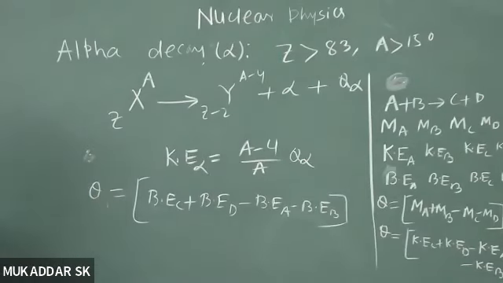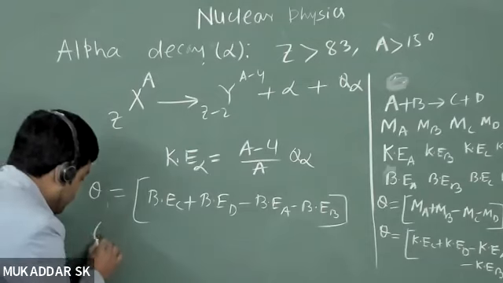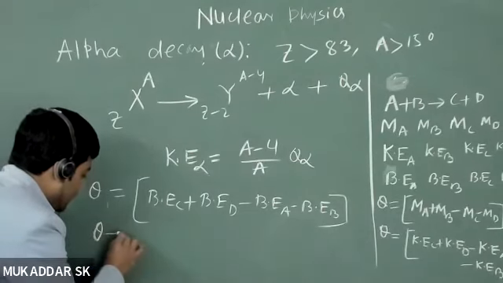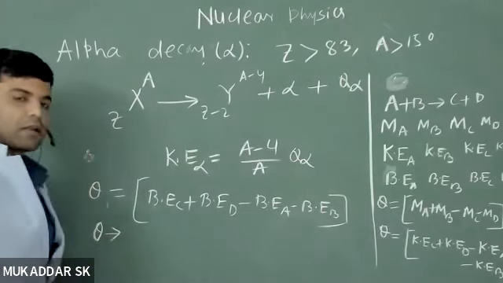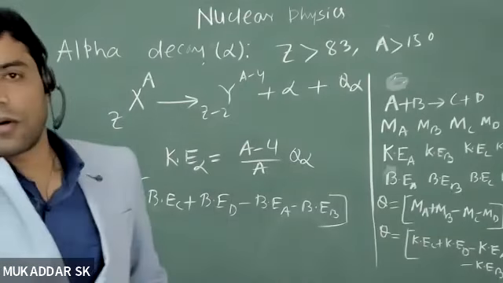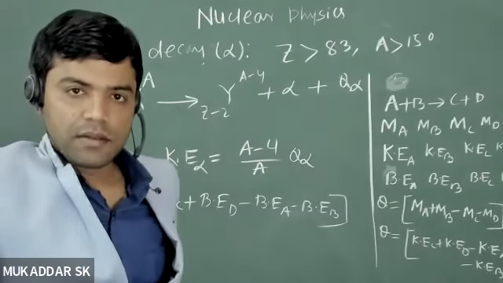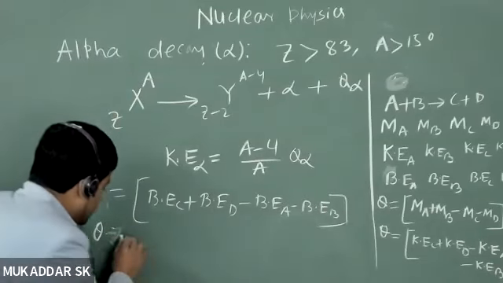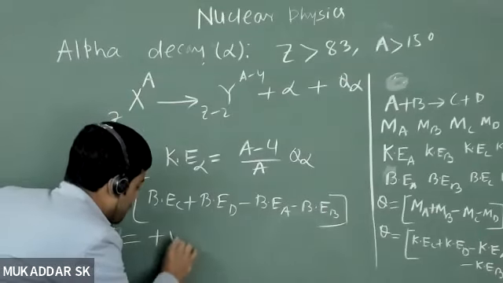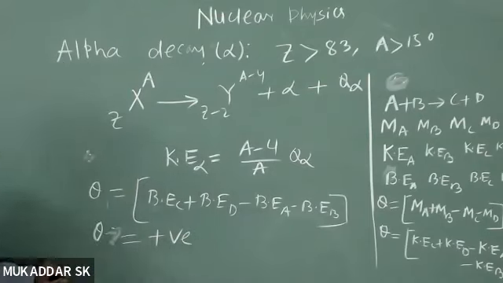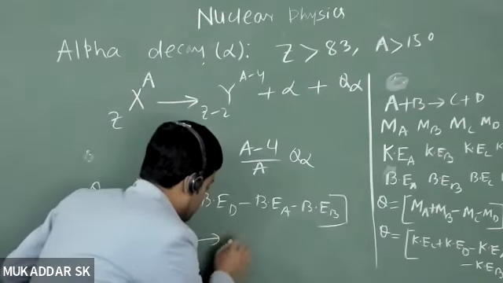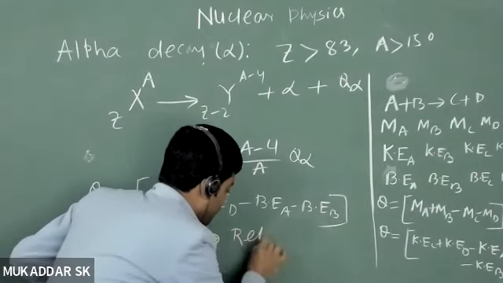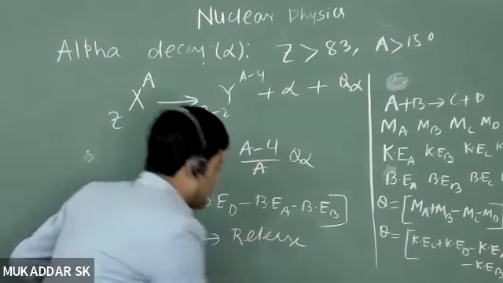ठीक है. Now what is Q value? Q value is the energy value that will be released or absorbed in the nuclear reaction. So if you are getting a Q value of the reaction that is a positive number, it means there will be a release of energy in that nuclear reaction.